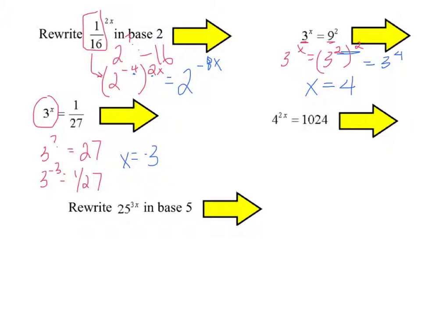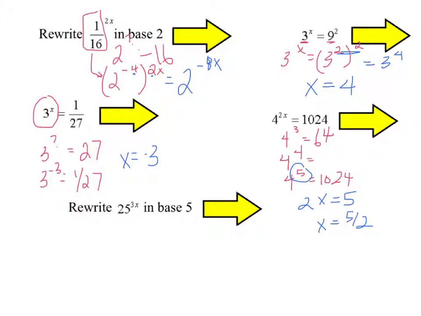In this next question, you may need to use the calculator a little bit. 4 to the 3rd is 64. So you start typing them in. 4 to the 4th, figure out what that is. But 4 to the 5th is 1024. Well, 4 to the 5th is 1024. That must mean that 2x is equal to 5. So x is 5/2.